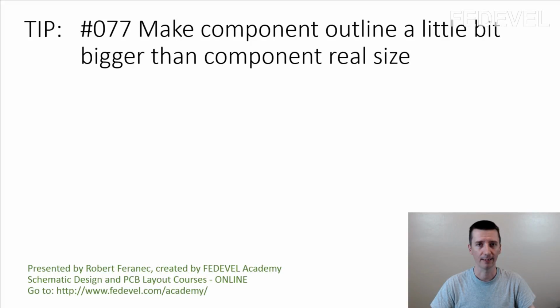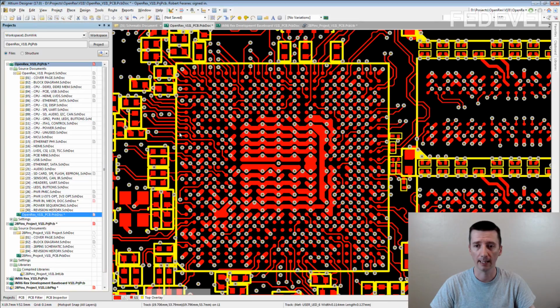Tip number 77. Make component outline a little bit bigger than component real size. And when I say component outline, this is what I mean. The line around a component. Usually it's the white line on the PCBs, you know, white line around components on the PCBs.